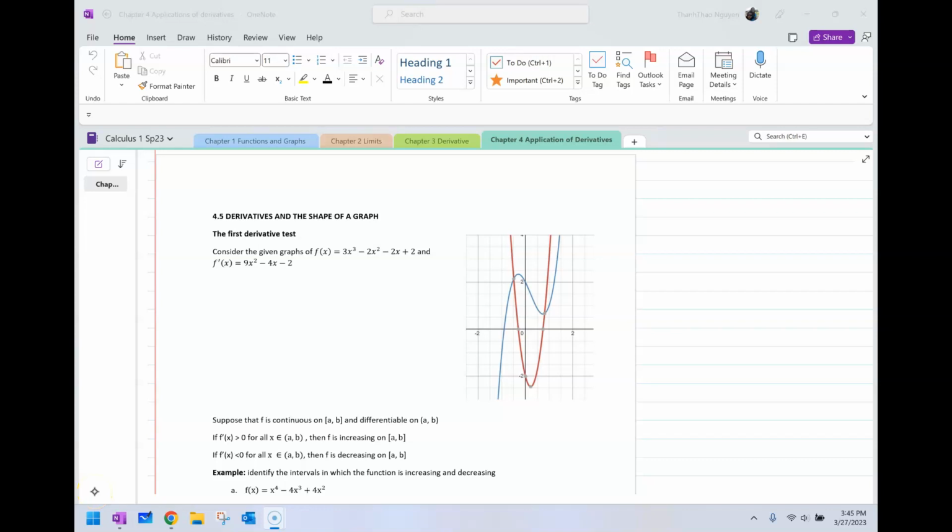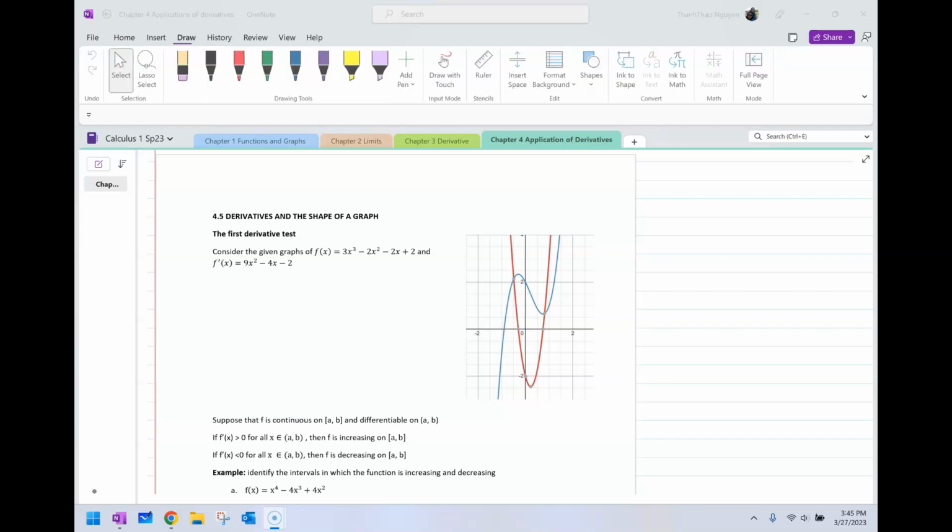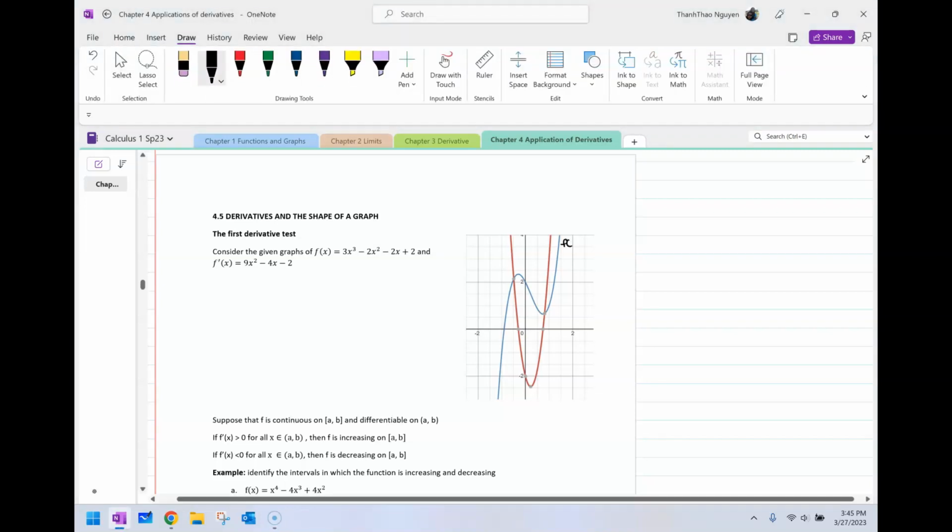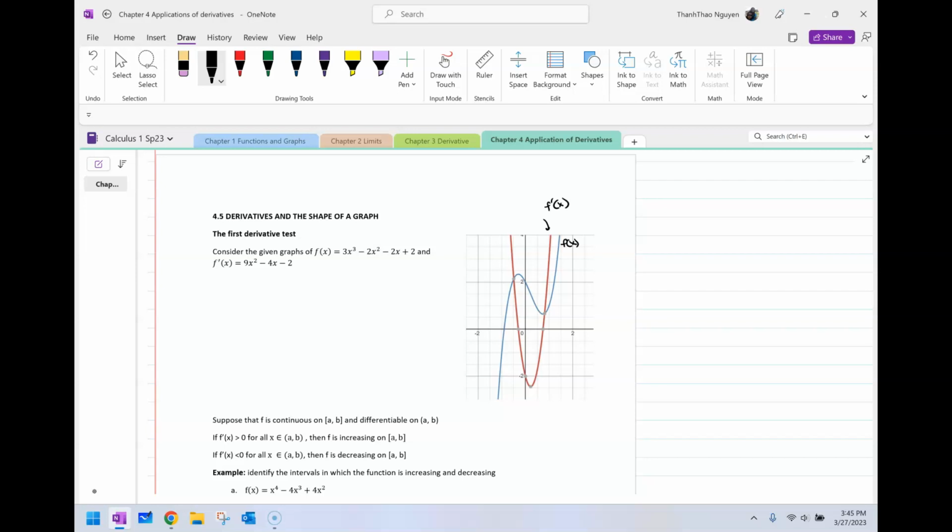Consider the given graph of f of x equals 3x to the third minus 2x squared minus 2x plus 2. So this is the blue graph. This is f of x. And the red graph here is f prime of x. F prime of x equals 9x squared minus 4x minus 2. So let's take a look at this graph.